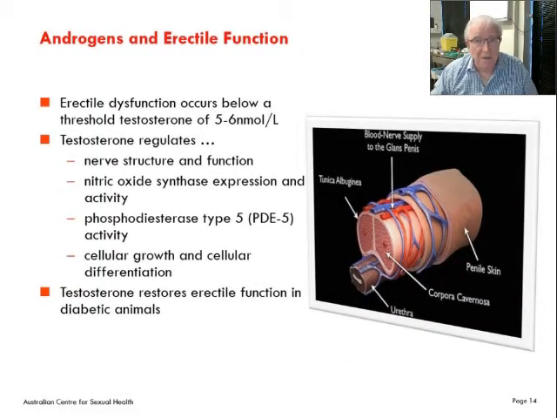There is a close link between testosterone and erectile function. ED tends to only occur if testosterone drops below 5 to 6 nanomoles per litre, and there is ample basic science data to support the fact that testosterone regulates nerve function and structure, regulates the expression and the activity of both nitric oxide synthase and the PDE5 enzyme, and has an important role in cellular differentiation and in cellular growth.